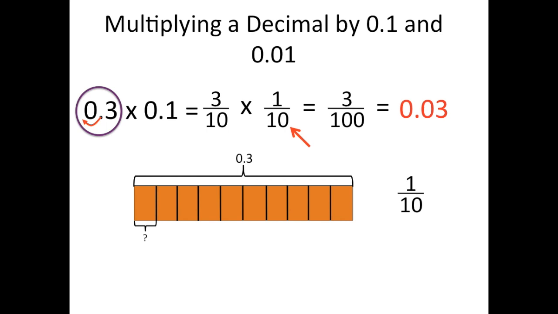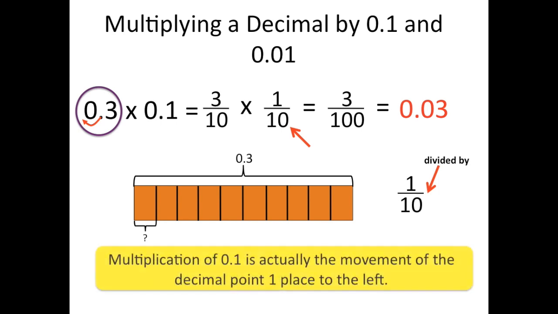Really, multiplying by 1/10 is the same as dividing by 10. And it makes sense. Remember we learned that the fraction line literally means divided by? So 1/10 literally means 1 divided by 10. So 3/10 times 1/10 is the same as 3/10 divided by 10, as you can see in the bar model. The answer gets 10 times smaller. As a rule, multiplication by 1/10 is actually the movement of the decimal point one place to the left.